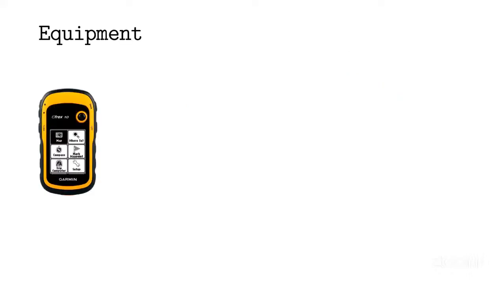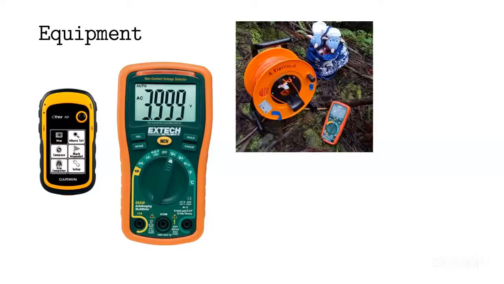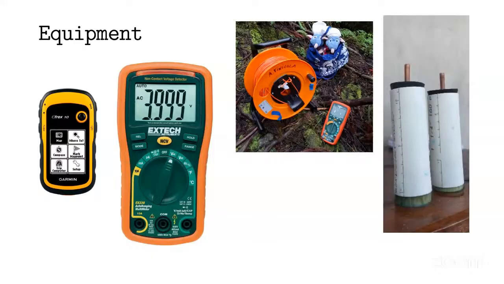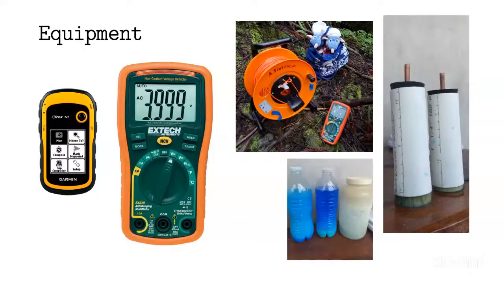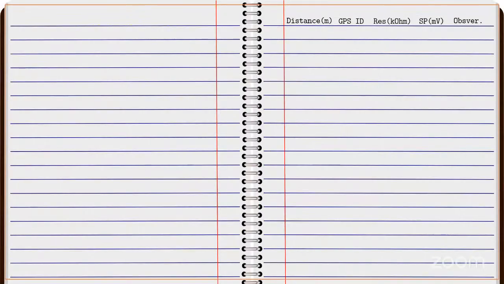In the field, the necessary equipment is a little different. We need a GPS, a multimeter with the respective cables, a cable reel of at least 220 meters in length, a pair of electrodes, copper sulfate, and a notebook with a pencil. In the notebook, we will write down 5 columns. The first is the distance of measure.